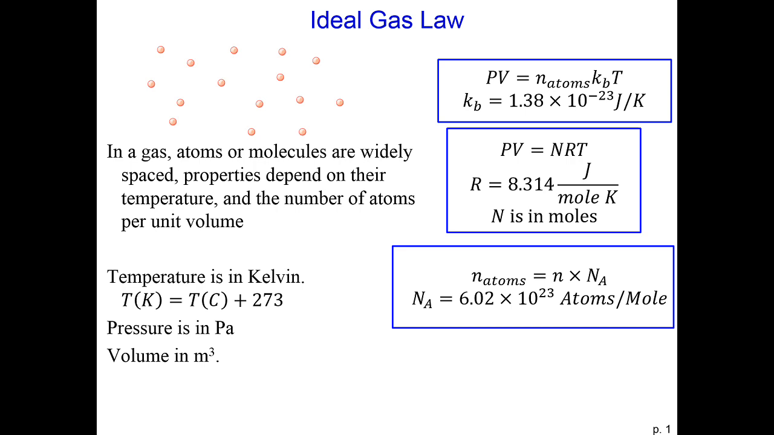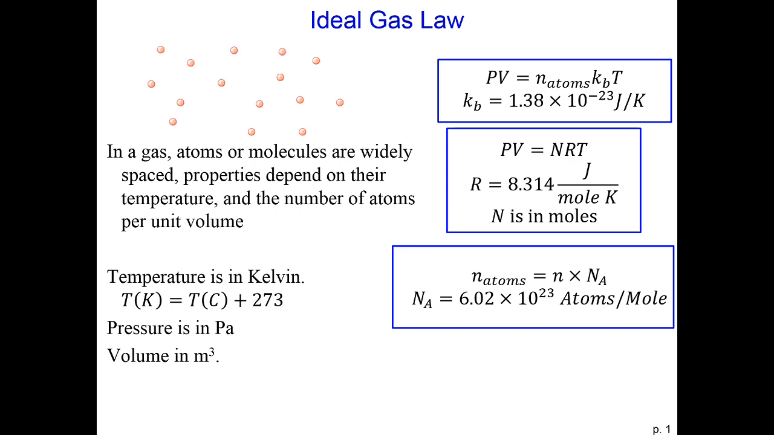So the ideal gas law is that the pressure of a system times the volume of a system is equal to the number of atoms times the Boltzmann constant, which is 1.38 times 10 to the minus 23 joules per Kelvin, and that times the temperature in Kelvin. This is more commonly written using moles, with PV = nRT, where n is the number of moles of atoms in the gas, and R is the gas constant of 8.314 joules per mole Kelvin.